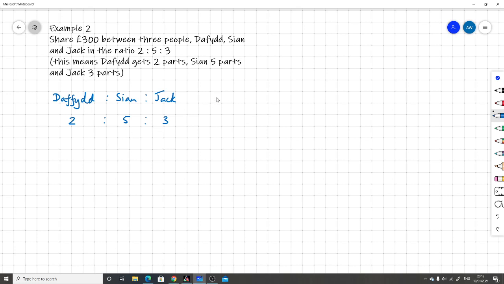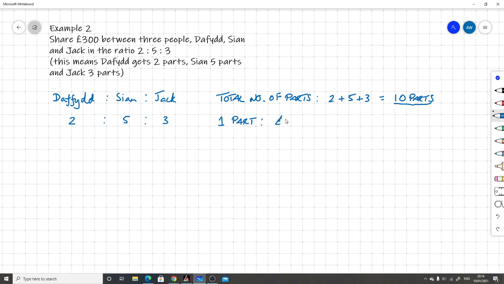So like the other example, total number of parts first. Okay, total number of parts, 2 plus 5 plus 3 is a nice 10 parts altogether. Okay, what does 1 part equal? Because we need the value of 1 part.